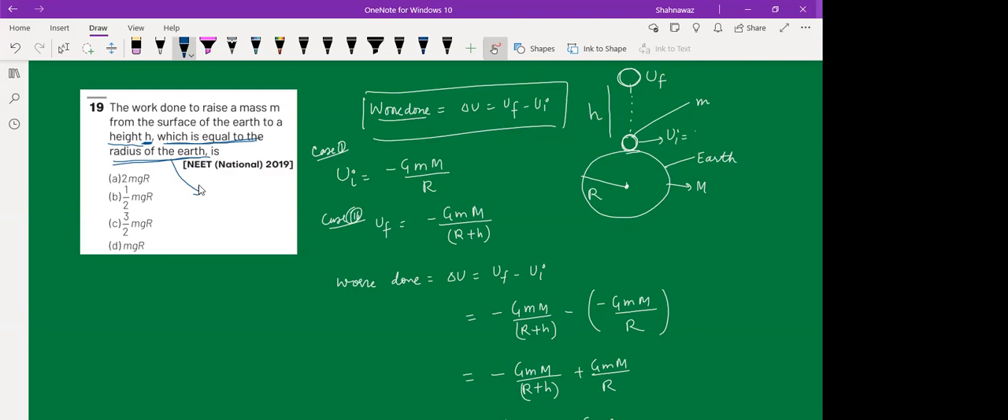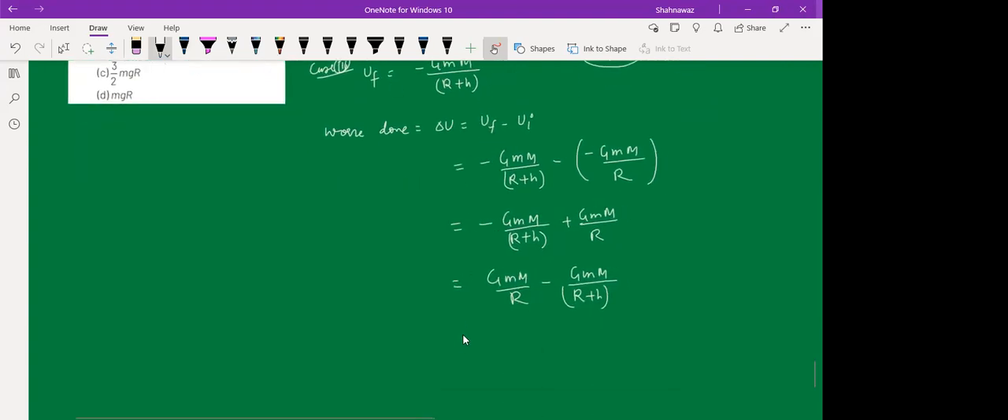Yes, Siddhika, what is the meaning of this statement? So height h is equal to the radius of the Earth. This is given, and it is very important information, right? So you are given h equal to R. Now you put this thing in your solution.